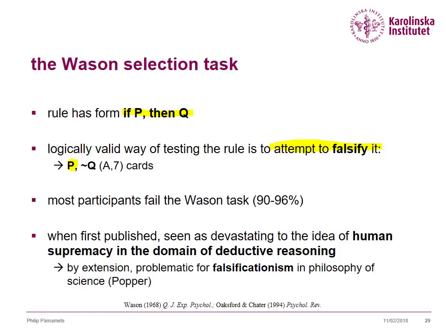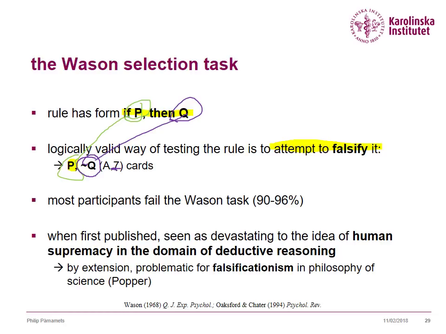So the P form of the rule, and turning that over. If you turn it over and it has an odd number, then of course you have falsified the rule. The other way is to turn over the not Q card. You don't want to turn over the Q card, but the not Q card. So in this case, the odd card. Because if you turn over the odd card and it turns out that the other side is a vowel, then you falsify the rule, right?